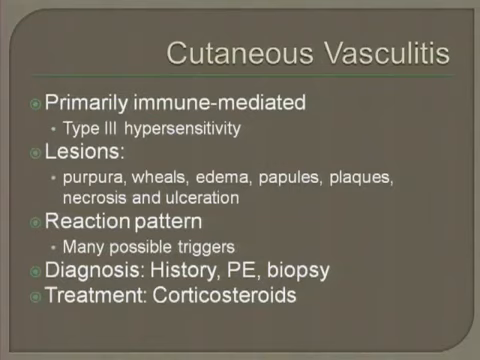Cutaneous vasculitis. This is primarily an immune-mediated syndrome. Classically it is referred to as type 3 hypersensitivity, which is caused by deposition of antibody complexes that lead to these symptoms of purpura. So purpura means purple. These are the lesions that are between petechia and ecchymoses, so it's a middling sort of size of purple lesions. You can also get wheals, edema, papules, plaques, necrosis, and ulceration in more severe cases.